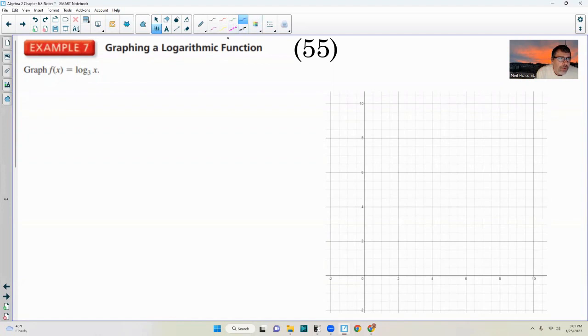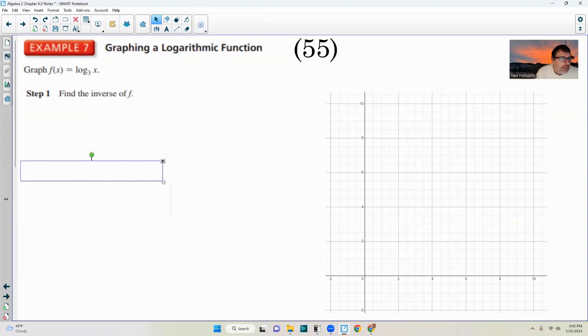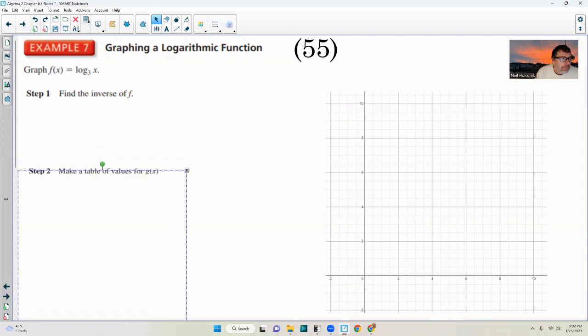Okay, so here we go with an example on graphing logarithmic functions. They want us to graph f of x equals log base 3 of x. There are steps to this. Step 1, we want to find the inverse of f. Let me slide this down. Okay, find the inverse of f.